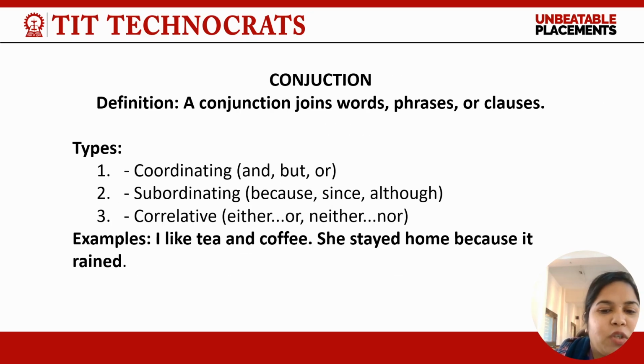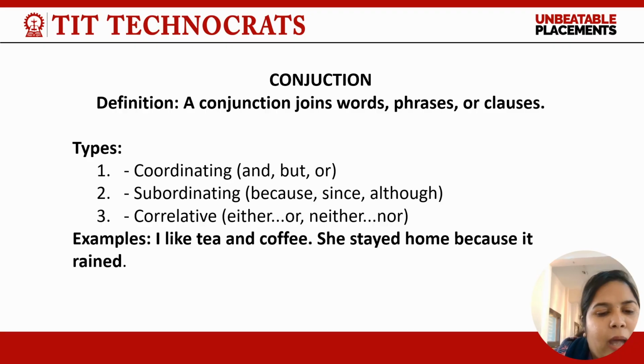Now have a look at conjunction. As we know, conjunction joins two words or phrases or clauses to make one sentence meaningful. There are three types of conjunctions which we are very familiar with. The first one is coordinating, the second one is subordinating, and the third one is correlative. For coordinating, it can be used as and, but, or. Whereas for subordinating: because, since, although. And correlative is either or, neither nor. We try to connect two words by using such words.